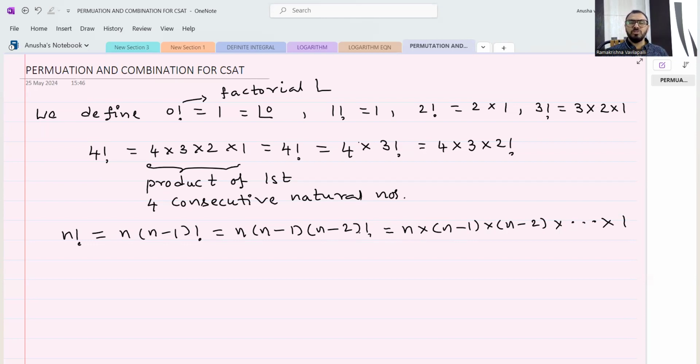Now, where do we use these factorials? Before I introduce what is permutation, I will explain what is a multiplication rule and what is an addition rule: when to use the multiplication rule, when to use the addition rule, and how to recognize which rule has to be applied when a question comes. So what is a multiplication rule? I'll explain now.